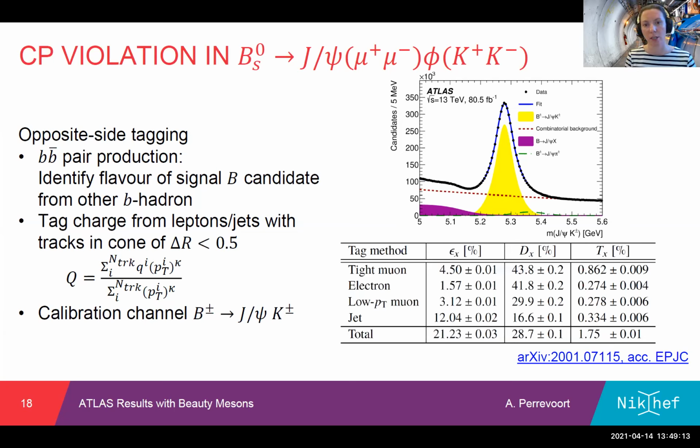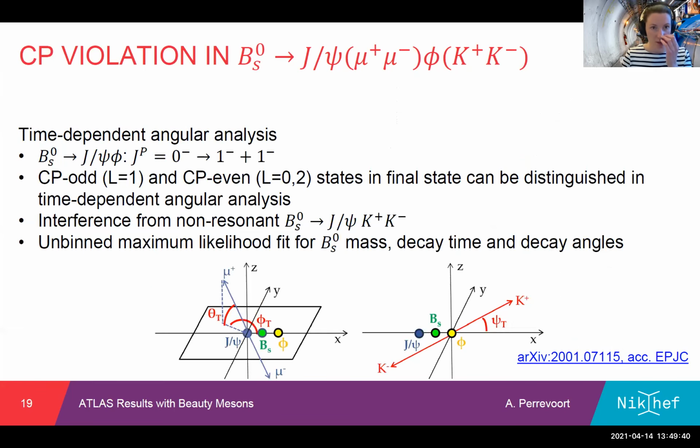In terms of tagging, maybe just have a look at the rightmost column. This is the tagging power. In the method where we use so-called tight muons, so muons that have a very high quality, they give us the best tagging power, but contributions from low-pT muons as well as electrons and jets are non-negligible. And with this information, we can then perform the analysis.